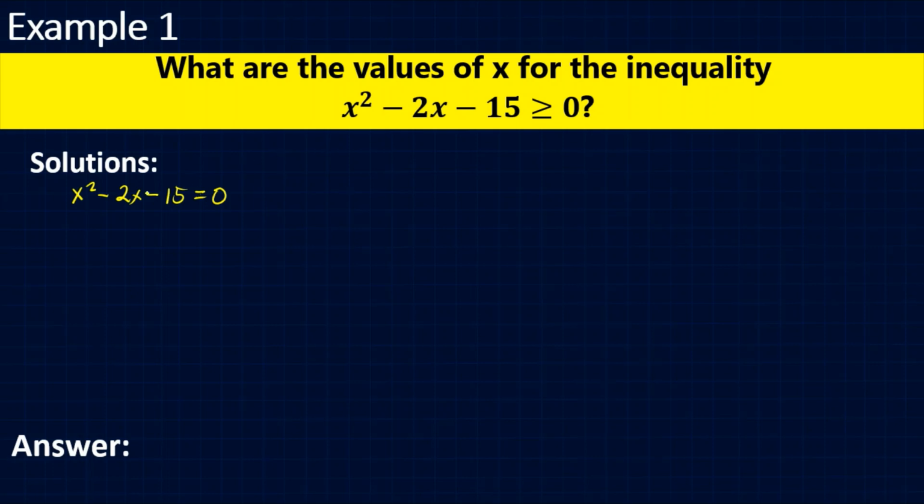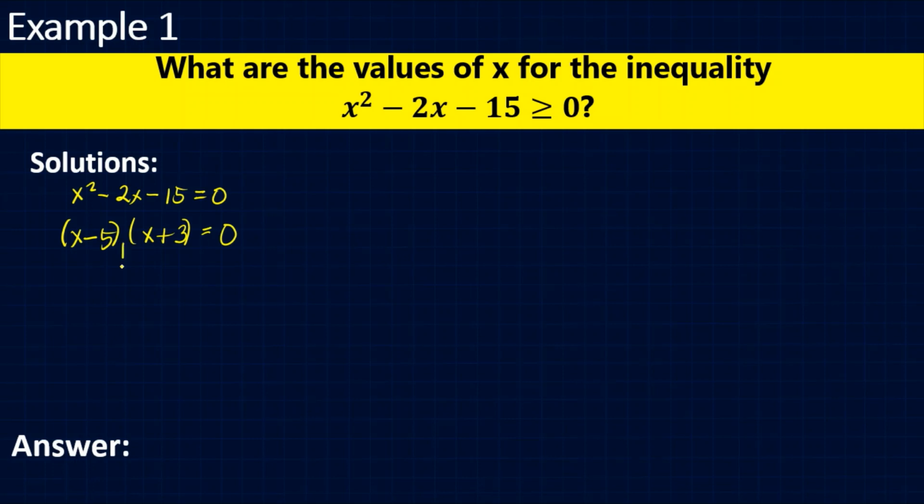But since our given here is factorable, therefore we may use factoring. So to factor this, we have two sets of open and closed parentheses, then equate it to 0. Then we have x and then x. Then let us find the factors of negative 15 na kapag pinag-plus, ang sagot is negative 2. So obviously, we will have minus 5 and plus 3.